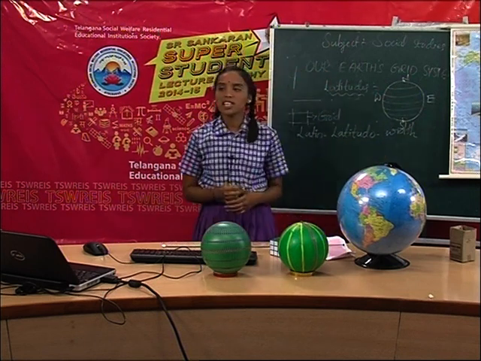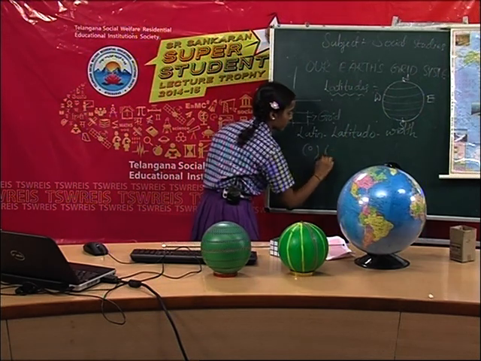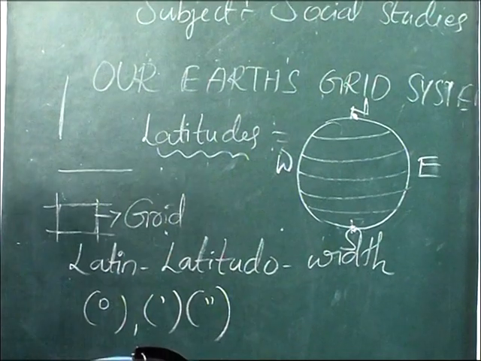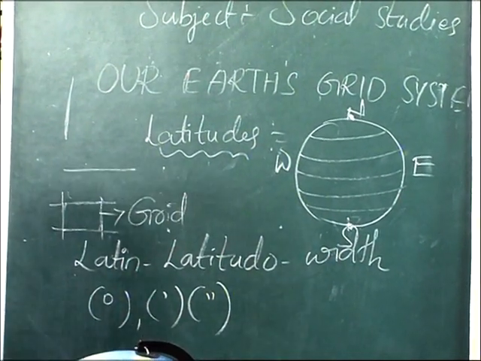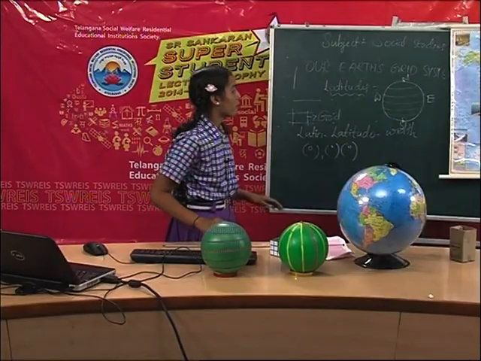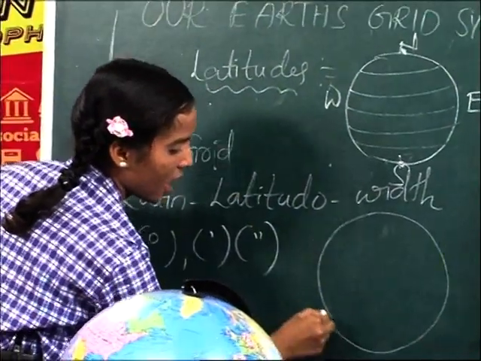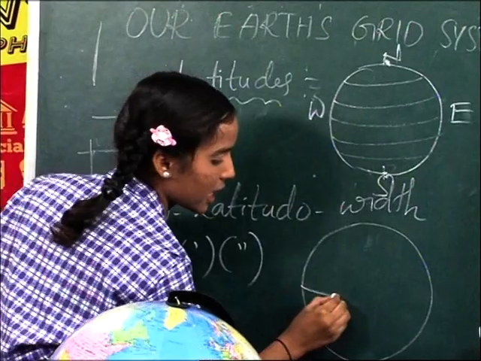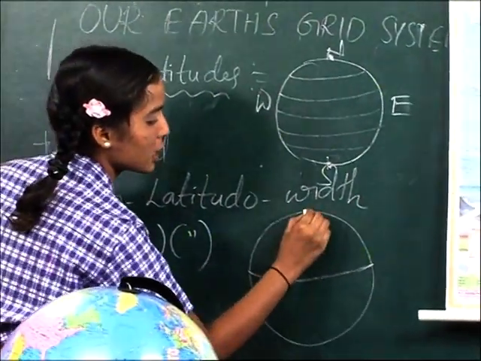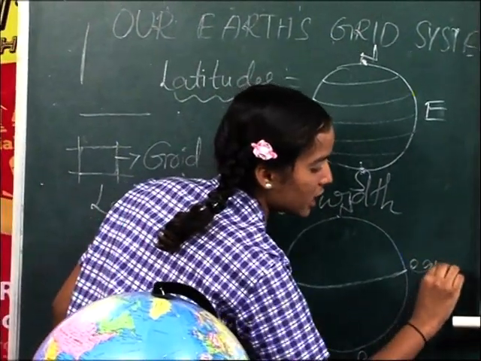And here these latitudes are expressed in degrees, minutes and seconds. But friends, we will not find these minutes and seconds in many maps and atlases. And friends, here this is the earth, shape of the earth. And here the horizontal circle which goes exactly in the middle of the earth at equal distance from North Pole to South Pole, it is called the equator.